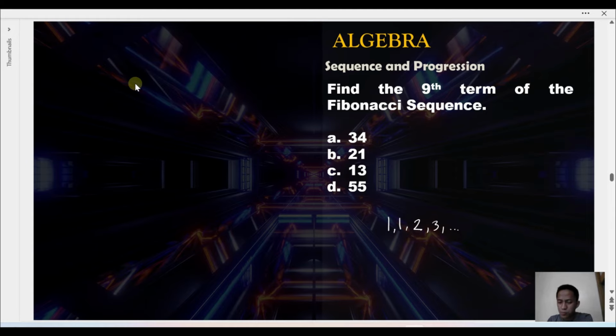So dito guys, if we let this first value as x, so kumbaga naglo-loop lang yung ating pag-add. So if you add 1 plus 1 here, that becomes 2. If you add 1 plus 2 here, that becomes 3. And if you add 2 plus 3 here, that gives us the next value, which is 5. And 3 plus 5, that is 8. 5 plus 8, 13. And so on hanggang 9. So 9, pwede mo siyang isolve manually, but we can use our calculator.